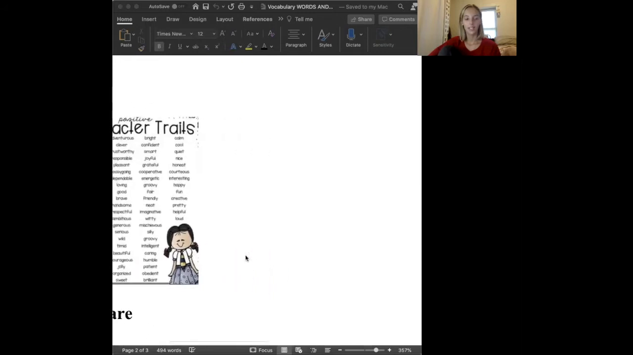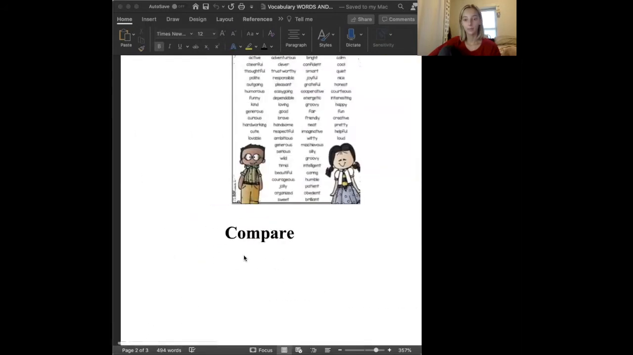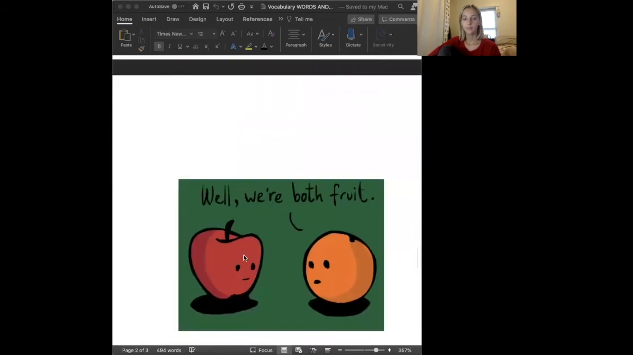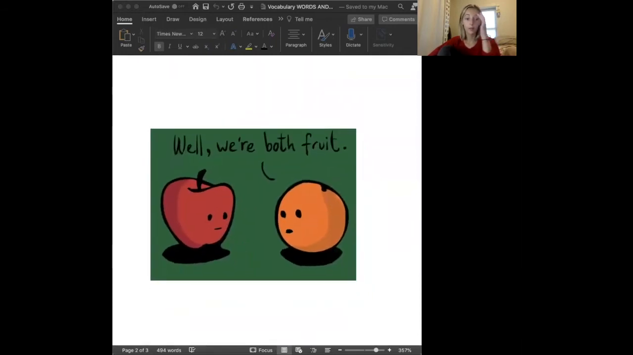Now, our next word is compare. Oh, I'm sorry. Compare. So, compare, let's say it together. Compare. Good job, guys. And compare means similarities between two objects. And I could use it in a sentence saying, when you compare an apple to an orange, they are both fruit. How would you use the word compare in a sentence? Great job. I love your sentences. You guys are doing a great job.